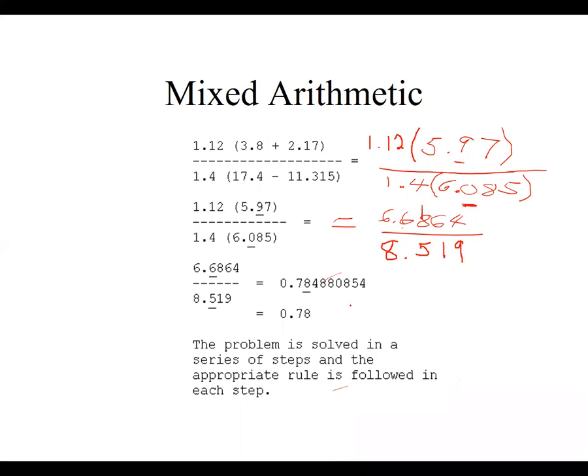Okay, and then if you punch that in your calculator, 6.6864 divided by 8.519. Notice that, again, the bottom's only two figures, and the one on the top is two figures. So my answer is really going to have only two figures, and what I get is 0.78488.